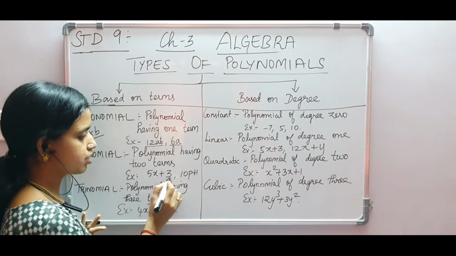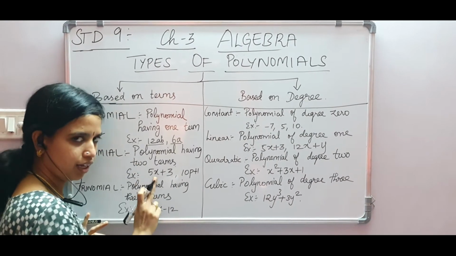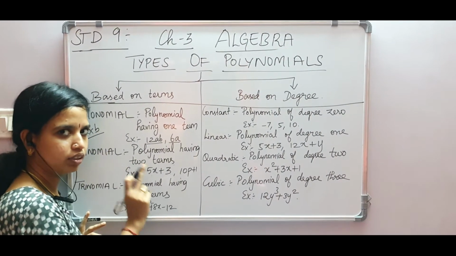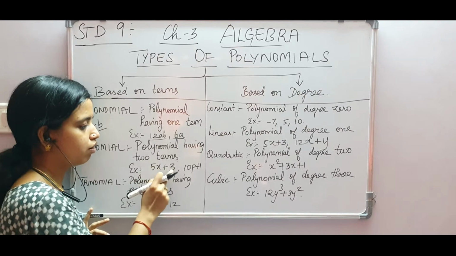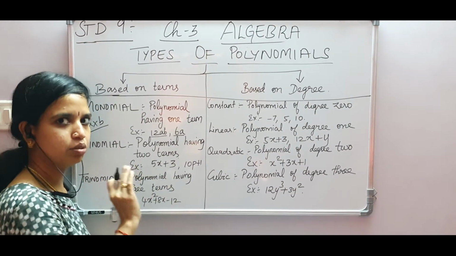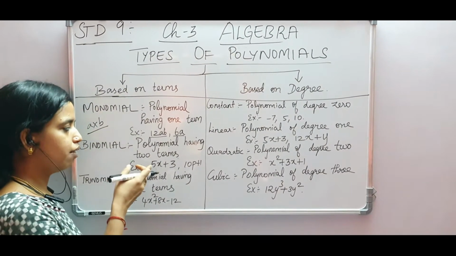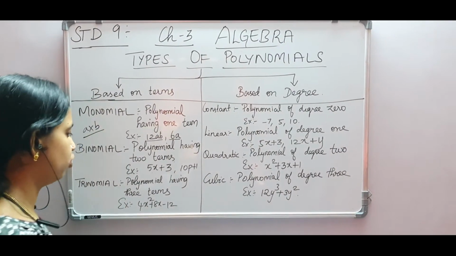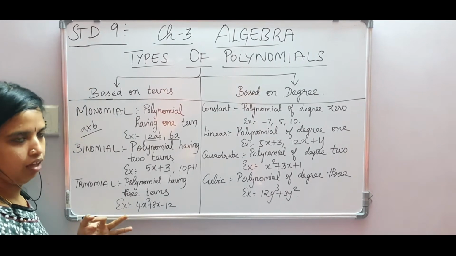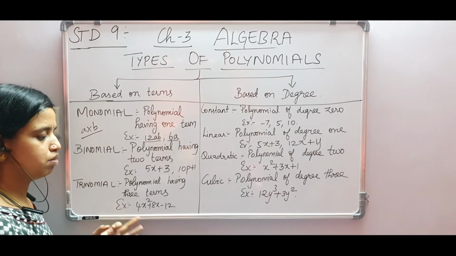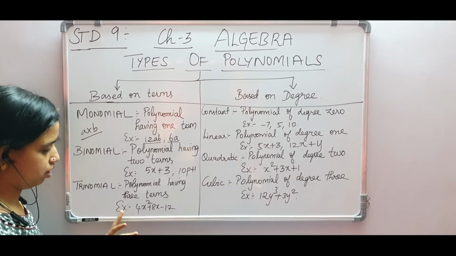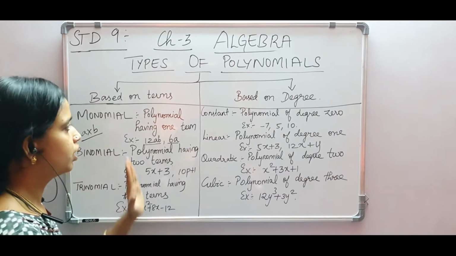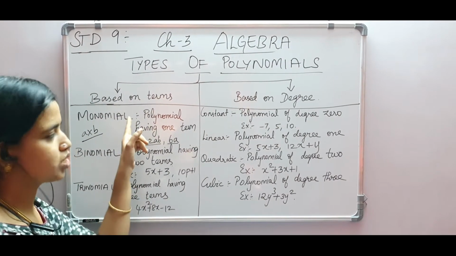That is 5x plus 3. Here we are having one variable term and one constant term. Even though it's a constant, we have to consider it as one term. So if we are having two terms in total in any algebraic expression, then that type of polynomial is called a binomial polynomial. And the third one is trinomial. Tri means 3. So if we are having three terms, it's a trinomial polynomial. Here there is one example, x square, x and minus 12. Okay. So these three we saw are based on terms.